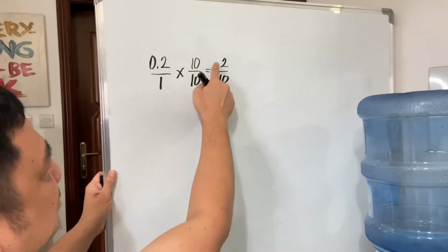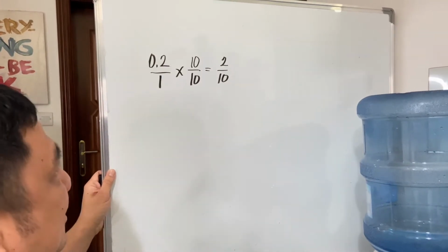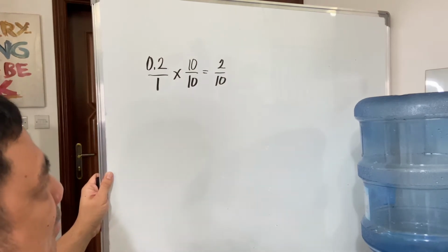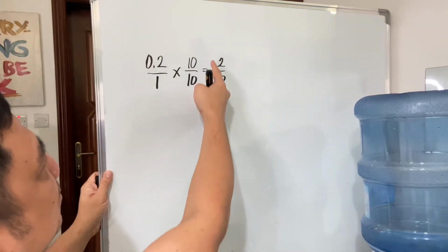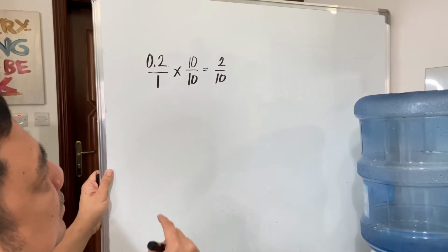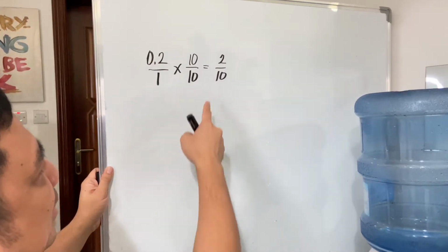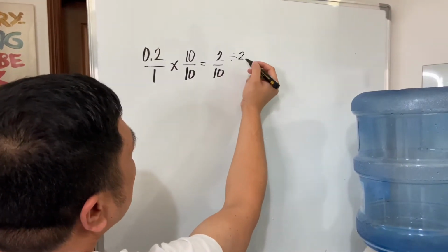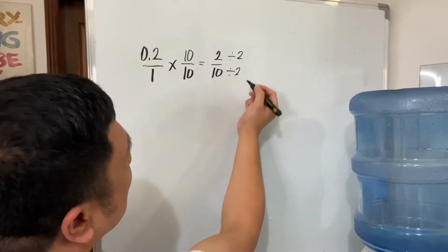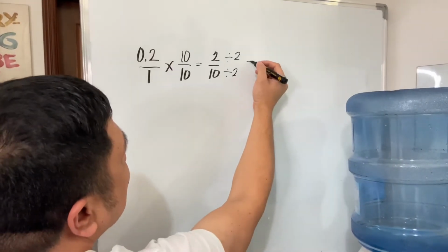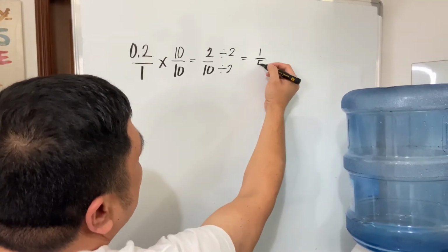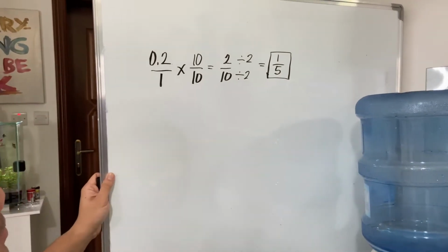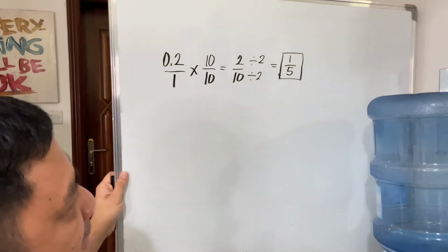As you can notice, 2 over 10 is still not in the simplest form. So all you have to do is find the greatest common factor, or the GCF, of your numerator and denominator. What is the GCF of 2 and 10? 2 is divisible by 2, and 10 divided by 2, so the answer here is 1 over 5. This is the answer for that particular question during the challenge of Boss June.